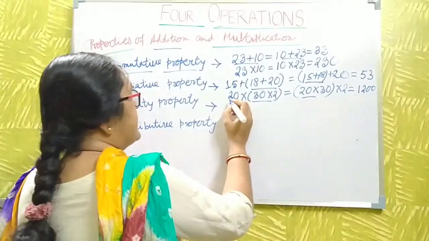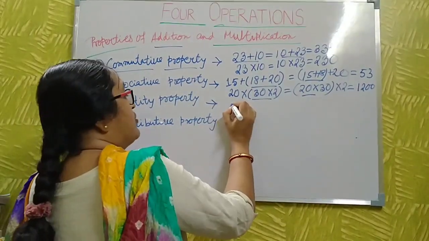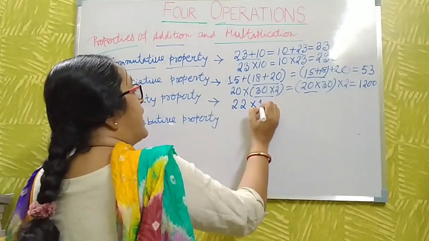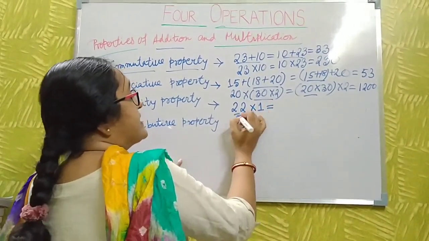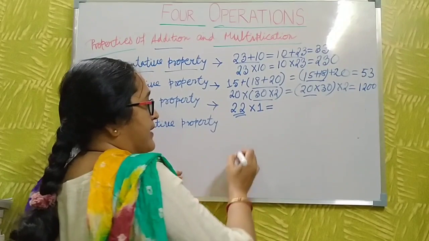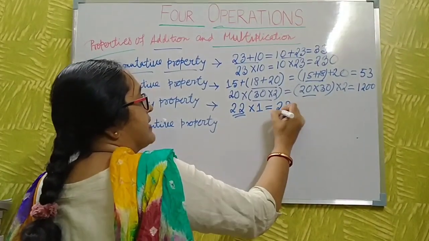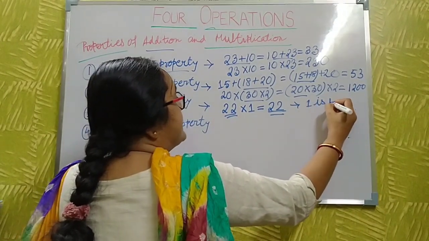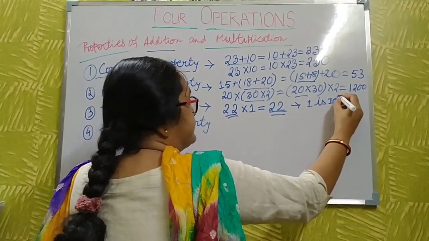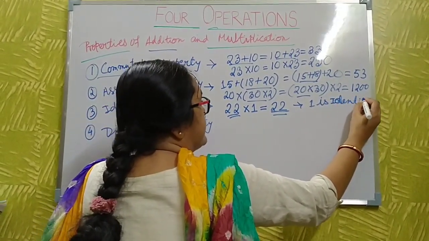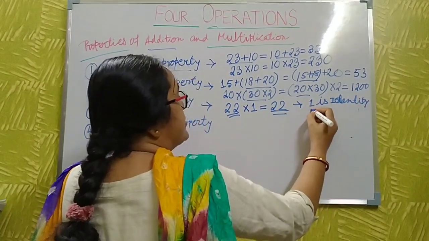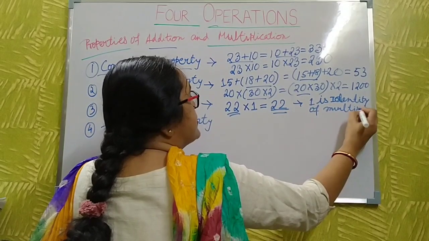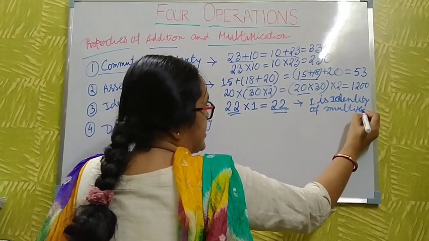If you multiply 22 by 1, this is the given number. You multiply by 1, and 22 is back. Then 1 is the identity element. This is called the identity of multiplication.